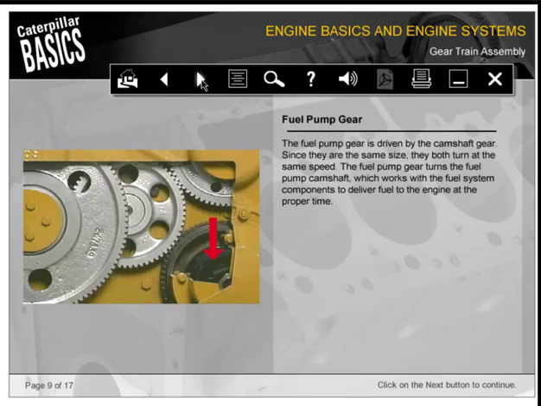The fuel pump gear is driven by the camshaft gear. Since they are the same size, they both turn at the same speed. The fuel pump gear turns the fuel pump camshaft, which works with the fuel system components to deliver fuel to the engine at the proper time.